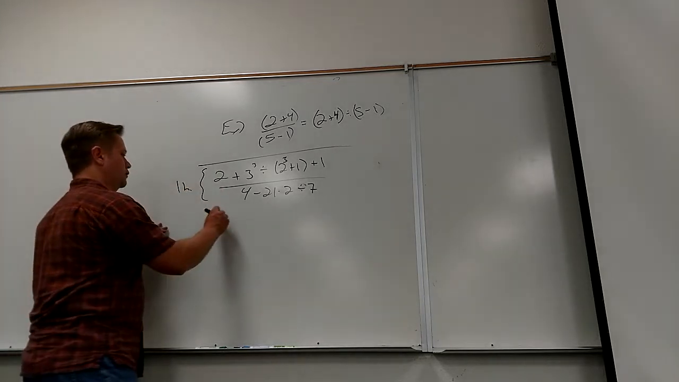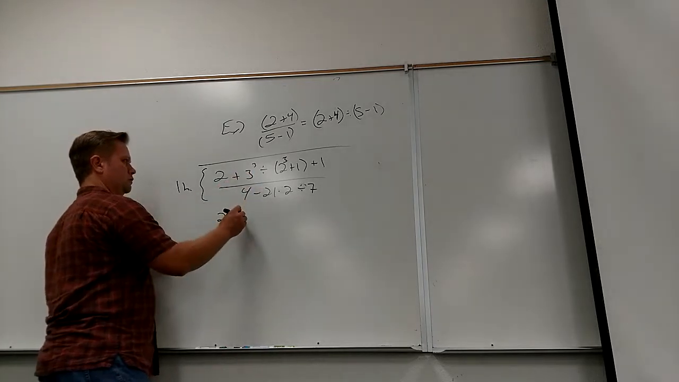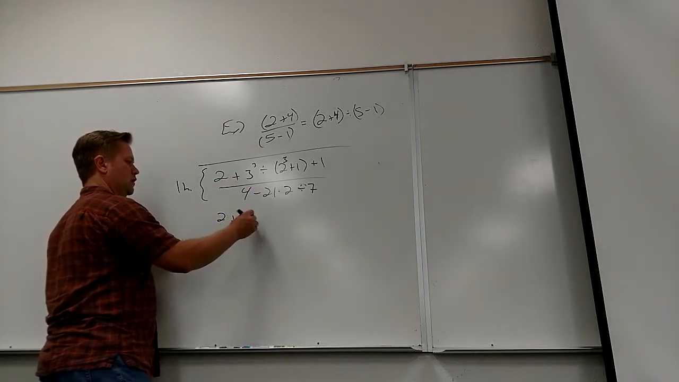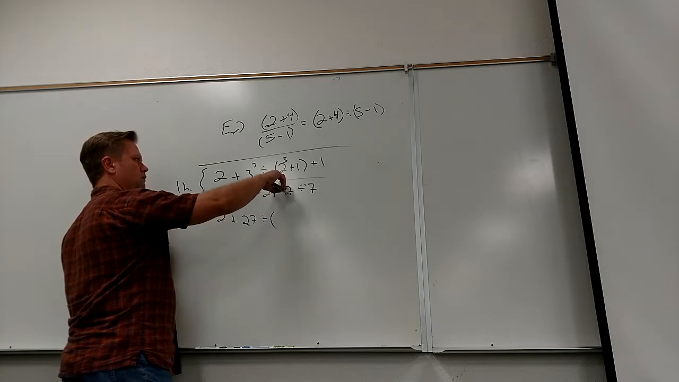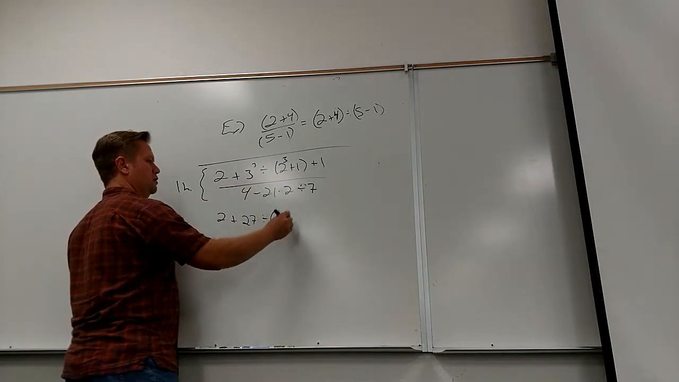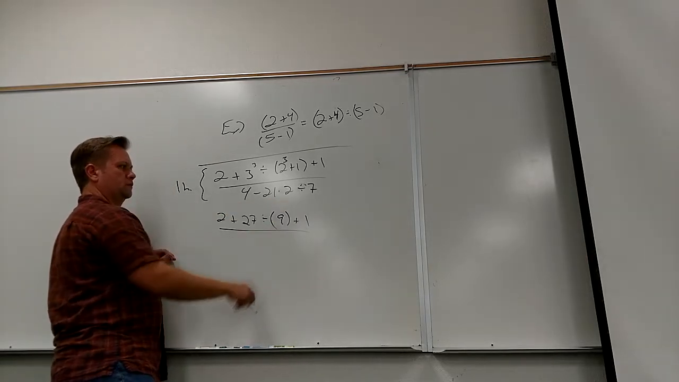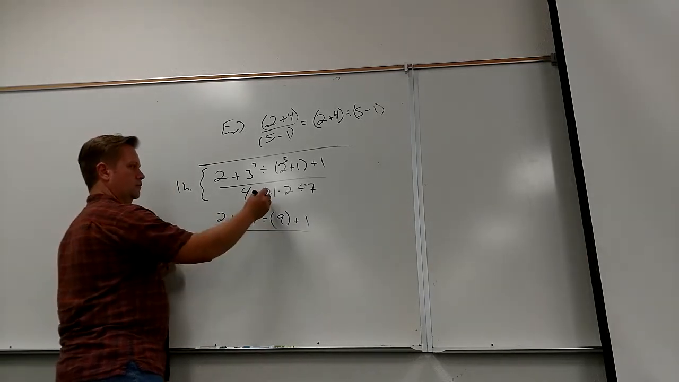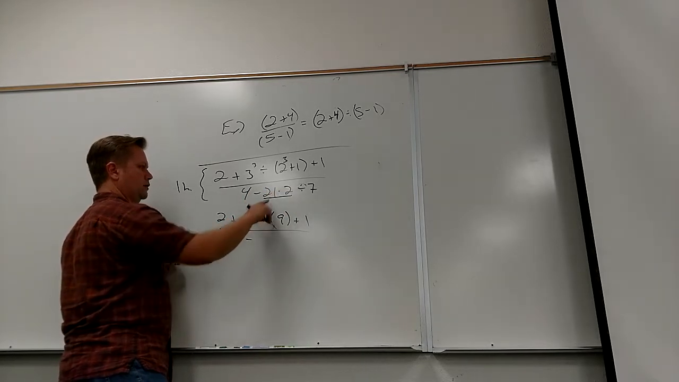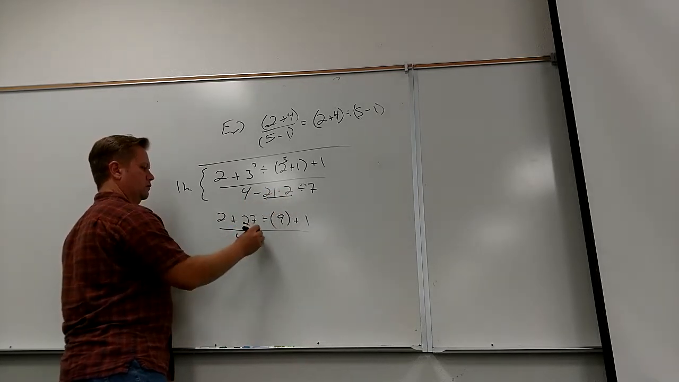So what would the top be, if I do this? What's 3 cubed? 27. What's 2 cubed? 9. I mean 8. 8 plus 1? 9. There you go, 9 caught up to you. Down on the bottom, what would you do first? Negative 21. Yeah. So you get 4 minus 42.